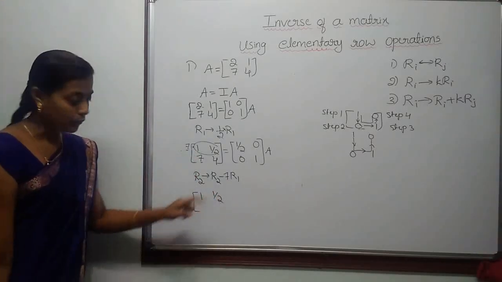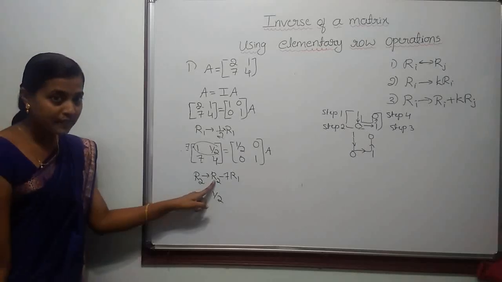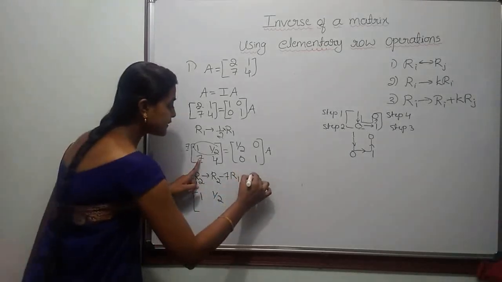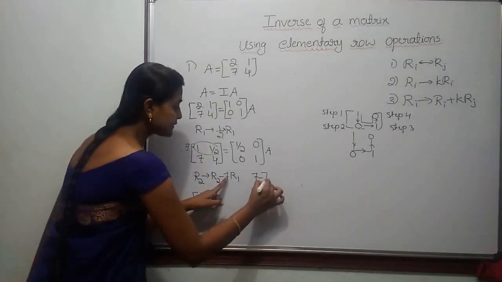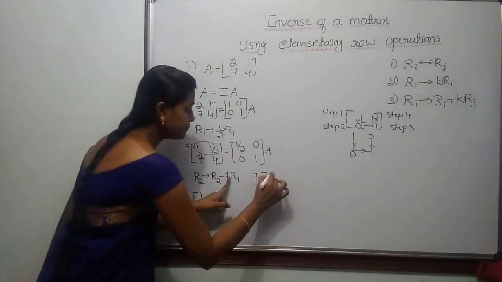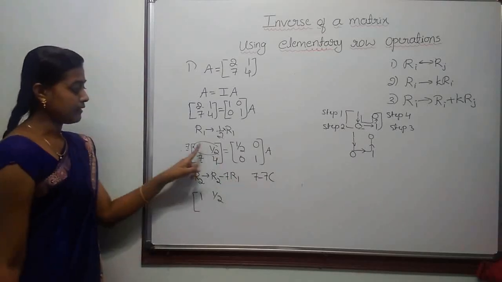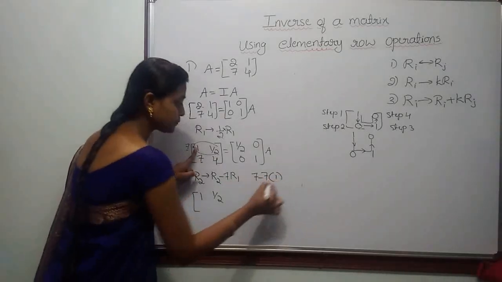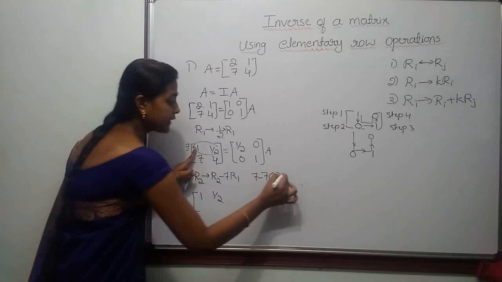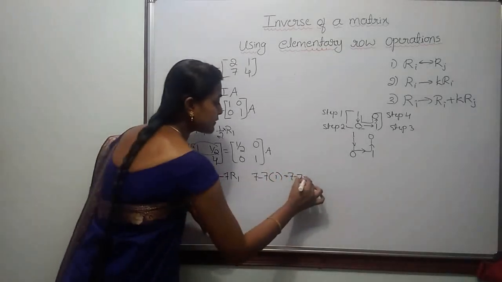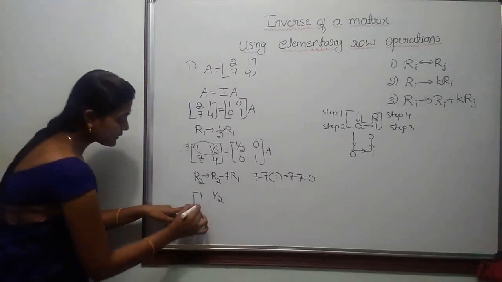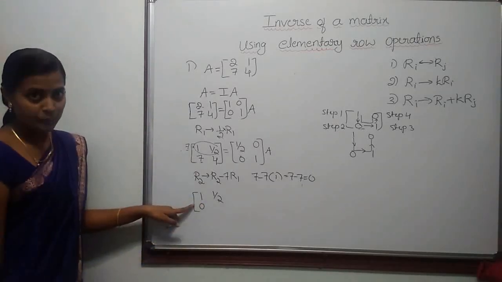Now in the second row, first term of the operation is R2. The first element of R2 is 7 minus this 7 as it is into R1. First element of R1 is 1. 7 minus 7 into 1. 7 minus 7 is 0. So this element will get reduced to 0.